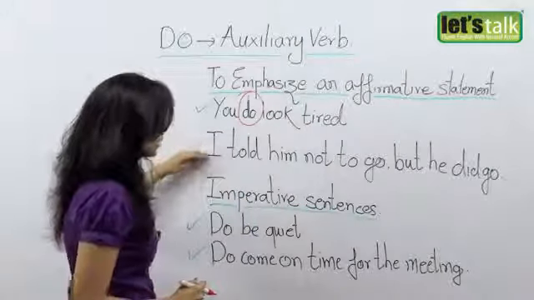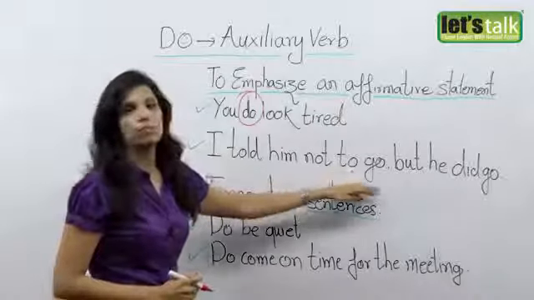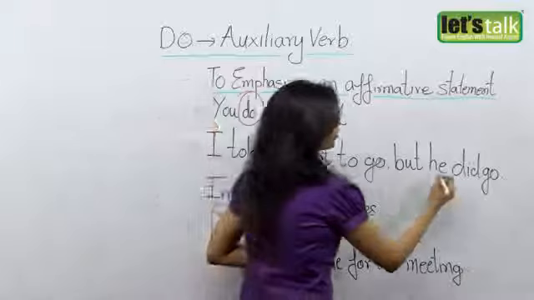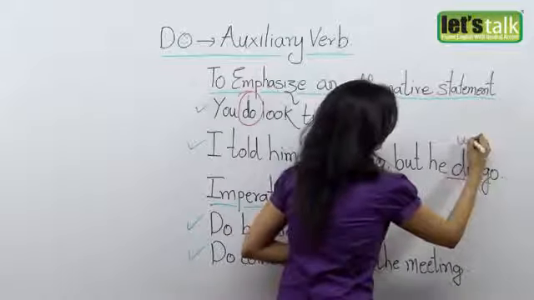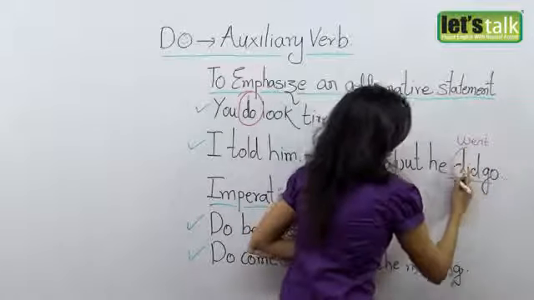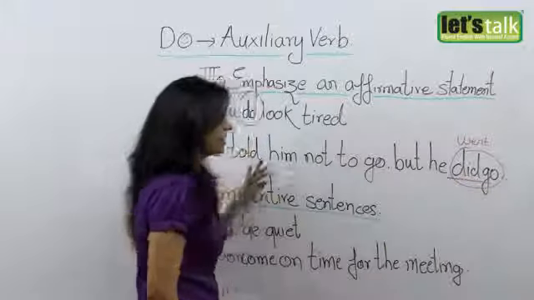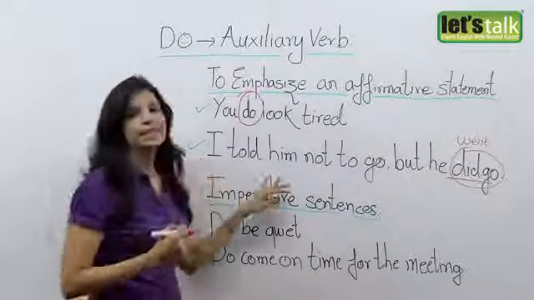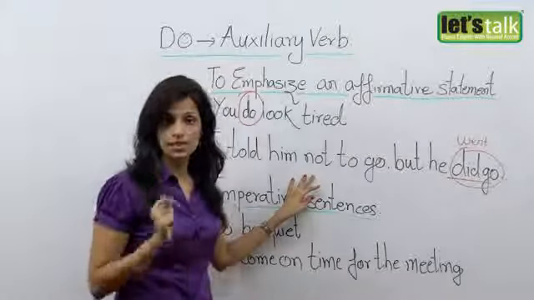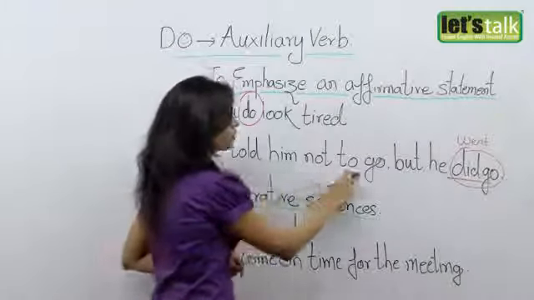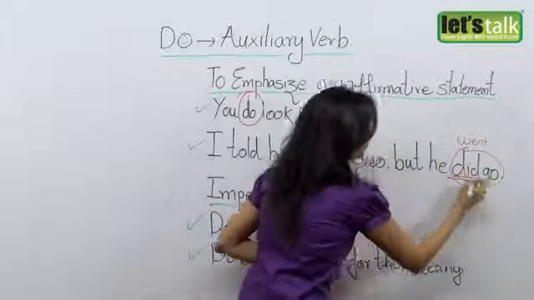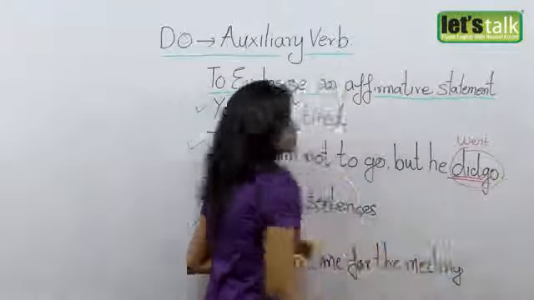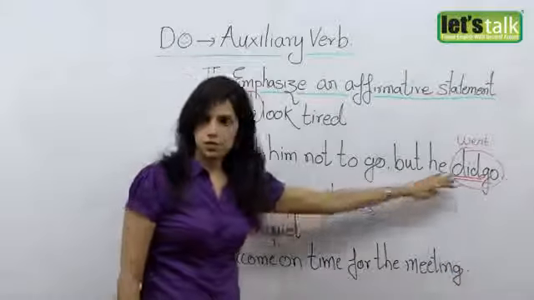Similarly, in my next example, I told him not to go, but he did go. Now here I can even say I told him not to go, but he went. But because I want to emphasize and say despite telling him not to go, he did, I'll say I told him not to go, but he did go. Please remember, the verb after did is always in the present tense. So, but he did go.